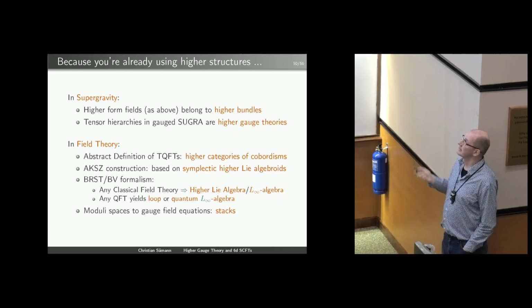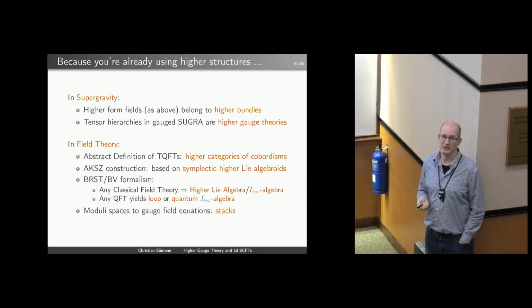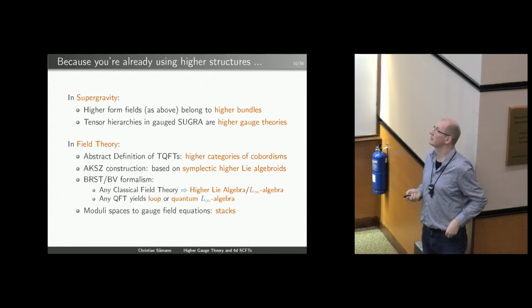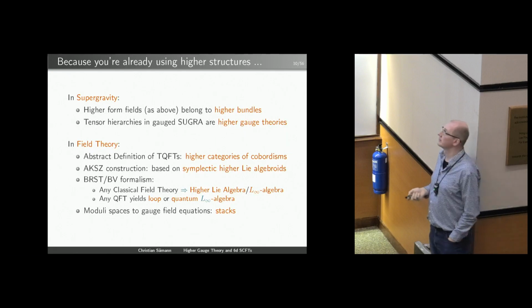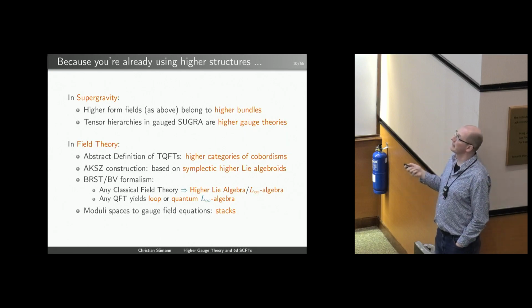Then there are tensor hierarchies and gauged supergravity. They're effectively higher gauge theories, right? They're just higher gauge theories in disguise in the construction. Okay, then you might say supersymmetry, I don't believe it. The LHC hasn't found any evidence, so let's throw that out of the window. Well, we still have field theory.